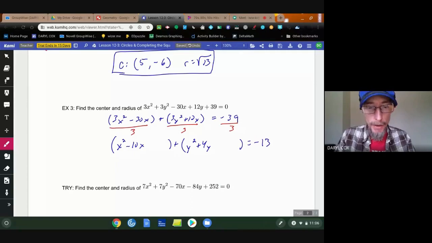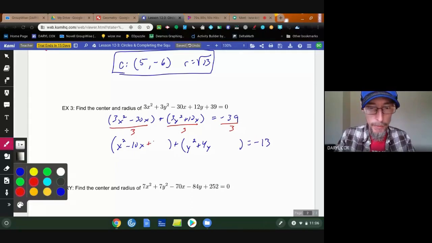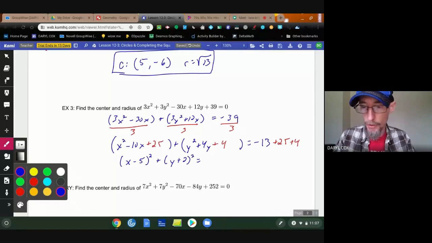Half of 10 is 5. 5 squared is 25. So you don't need to write that out every time if you're starting to get this. Half of 4 is 2. 2 squared is 4. Now I got to make sure I add that to the other side too. 25, 4. Now I can complete it. X minus 5 squared, y plus 2 squared, and 25 and 4, and a negative 13, that gives me 16. So my center is at 5, negative 2. My radius is 4. Remember, the square root of 16 is 4, not 8.